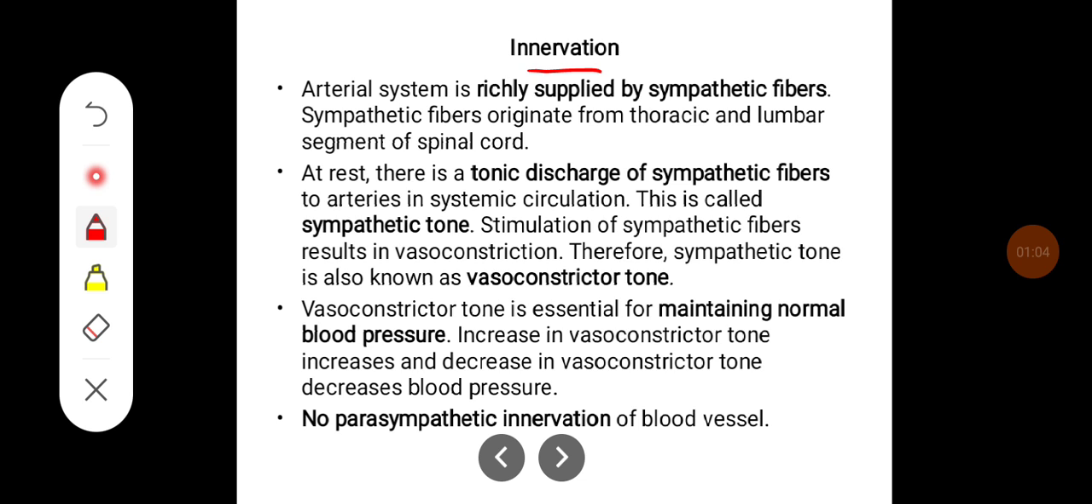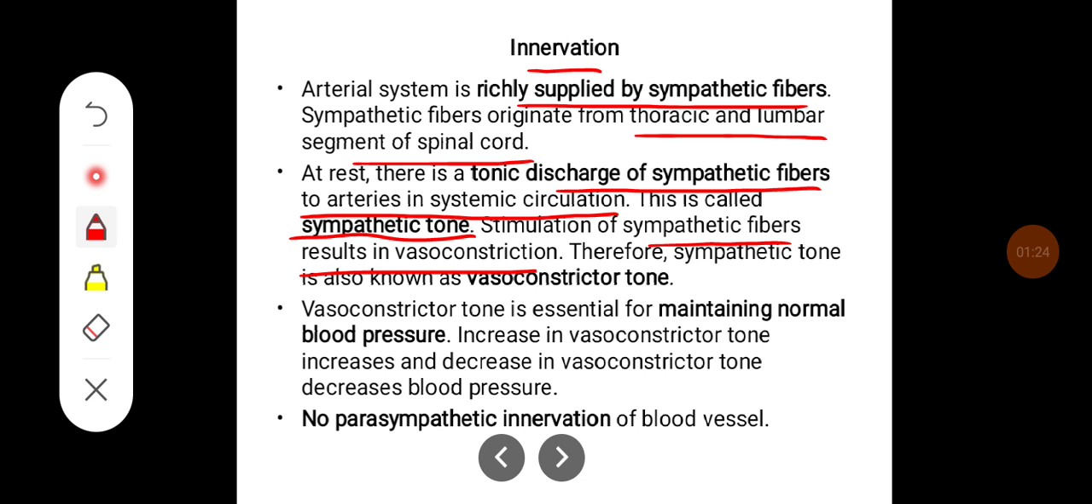Innervation. The arterial system is richly supplied by sympathetic fibers. Sympathetic fibers originate from the thoracic and lumbar segments of the spinal cord. At rest, there is a tonic discharge of sympathetic fibers to arteries in the systemic circulation. This is called sympathetic tone. Stimulation of sympathetic fibers results in vasoconstriction. Therefore, sympathetic tone is also known as vasoconstrictor tone.